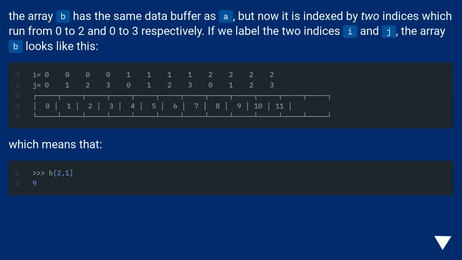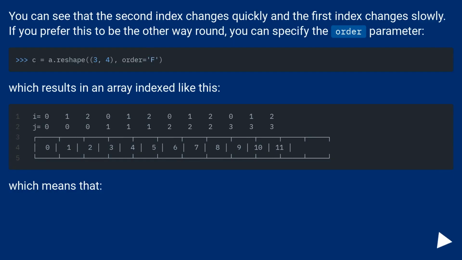Which means that you can see that the second index changes quickly and the first index changes slowly. If you prefer this to be the other way round, you can specify the order parameter, which results in an array indexed like this.